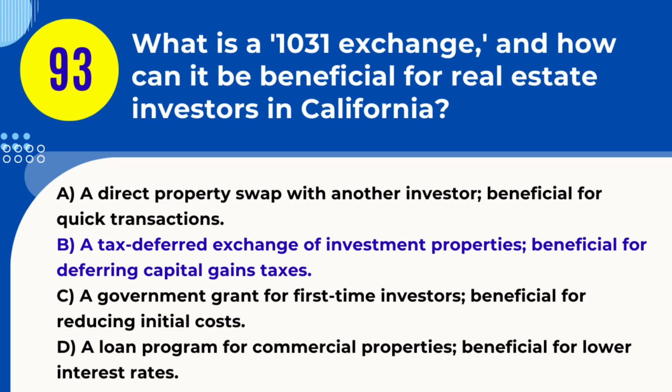Answer. B. A tax-deferred exchange of investment properties, beneficial for deferring capital gains taxes. Explanation. A 1031 exchange allows investors to defer capital gains taxes by exchanging one investment property for another, facilitating the growth of their investment portfolio.